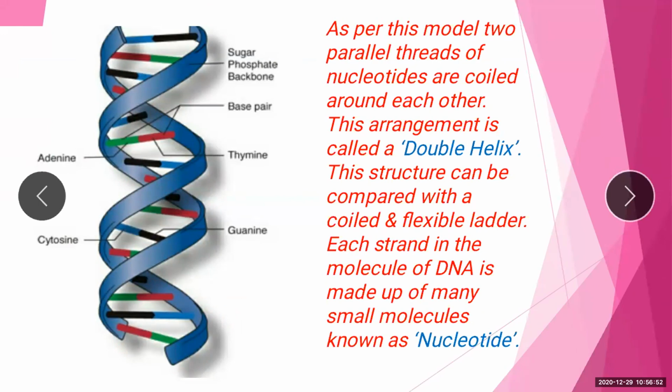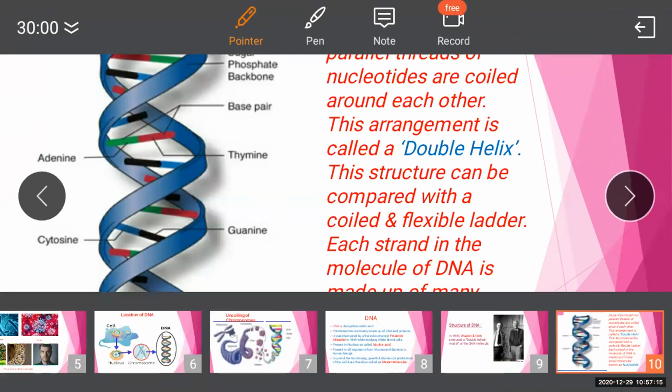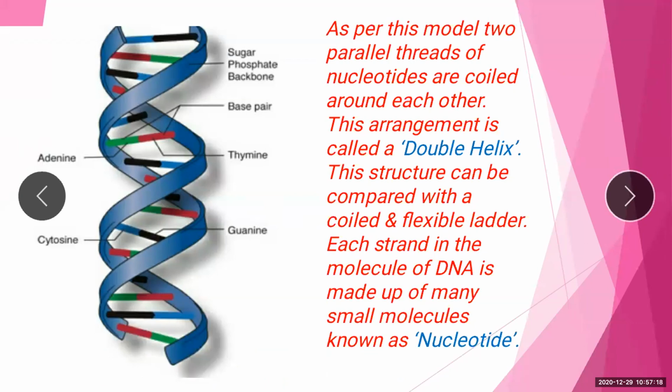This structure can be compared with a coiled and flexible ladder. Right? If you see a ladder, it looks like a ladder, right? A coiled and flexible ladder. Each strand in the molecule of DNA is made up of many small molecules known as nucleotides. Right? So here you can see the nucleotides. Each strand, with the help of this backbone and the middle strand also, is made up of nucleotides. Right?